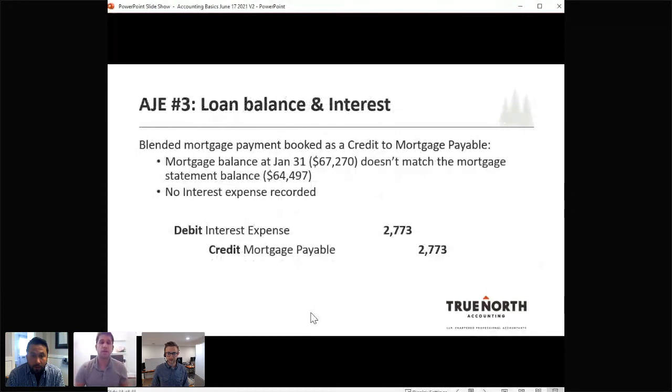Okay, so for loan balance and interest, as we chatted about, there's the difference between what the bookkeeper does and what the actual accountant does. So the accountant would actually look at the mortgage balance. And even though the bookkeeper may have recorded it as a full amount of $67,270, the accountant looks at it and says, okay, some of that has to move over and has to be an interest expense. What is important is to understand that moving a portion of that liability and moving it into an income statement as an expense, that's a part of the job of the accountant.